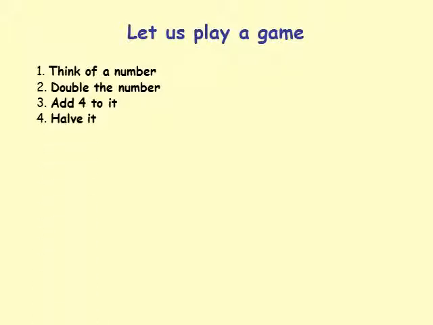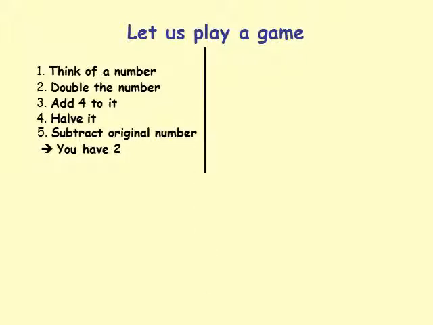Next step. Divide that by 2. Let's continue. Now subtract the original number, the number you thought of in the first place in step 1. You subtract that number from whatever you got in step 4. Wow, you should now have a 2. Anyone got something different?